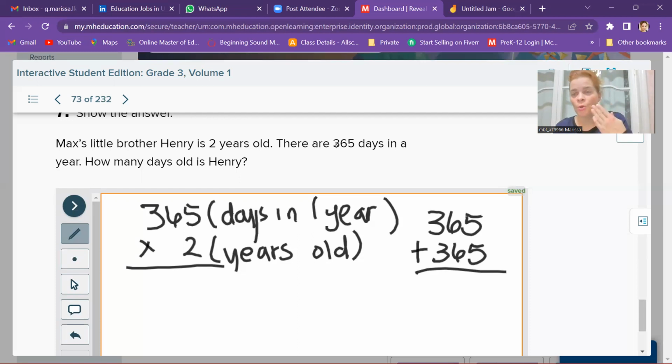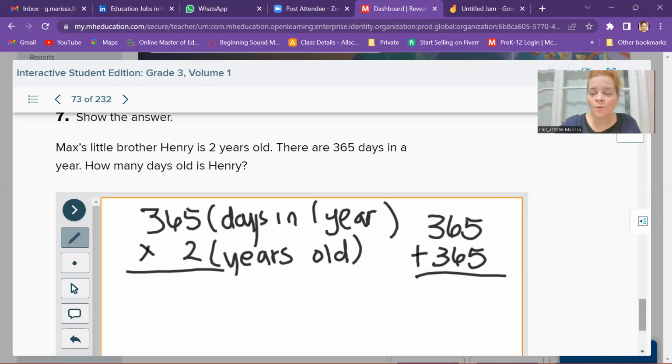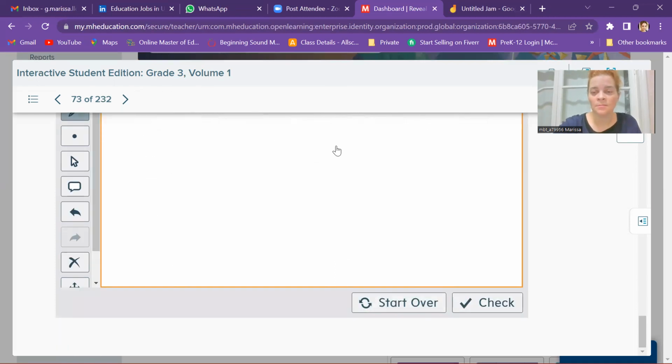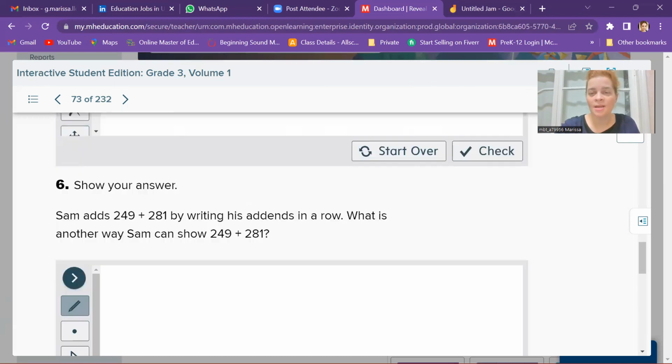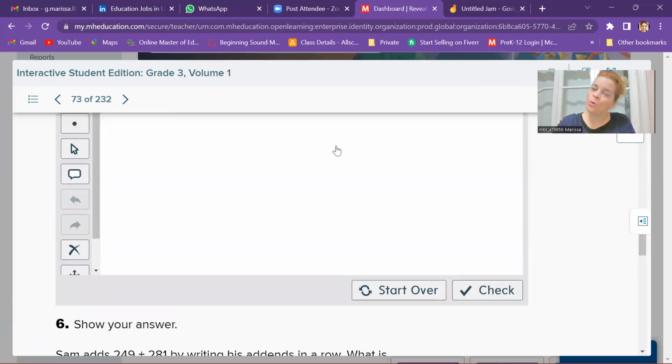Now, you can adjust this. You can decompose it. How many days old? How are you going to show that you know what you're talking about? You could write it out like this, like Miss Marissa did, just show that you understand that 2 years means 365 plus 365. But these are all things that you are going to have to figure out. All right? So you have to show your strategies. That's what the book wants you to do.